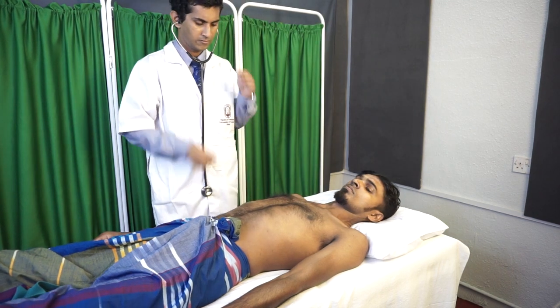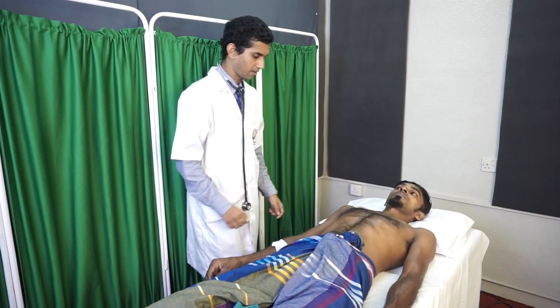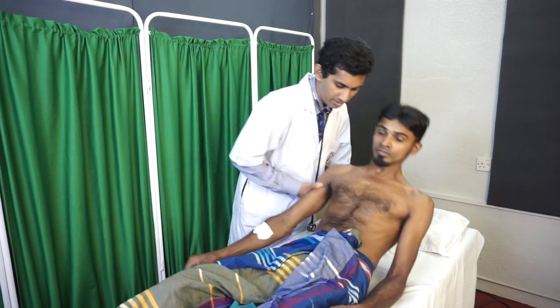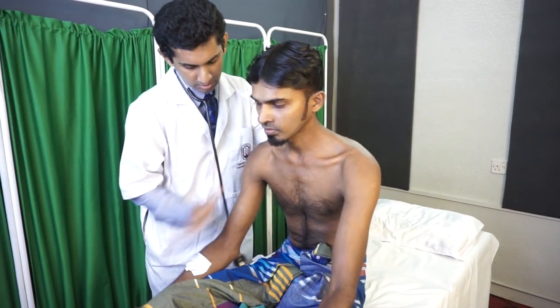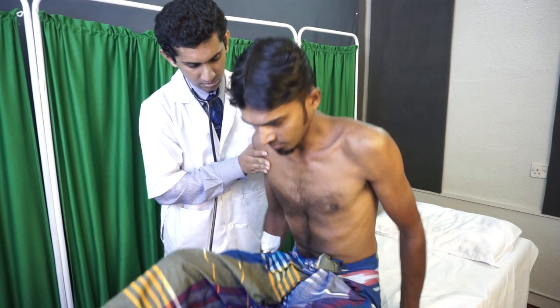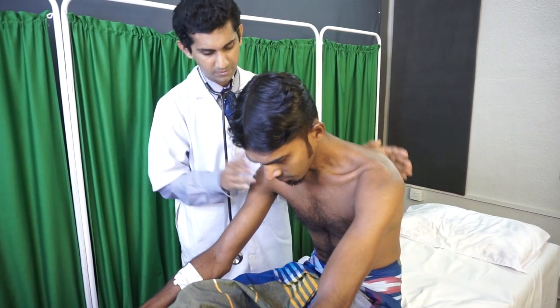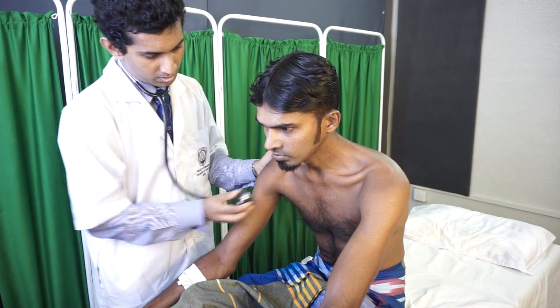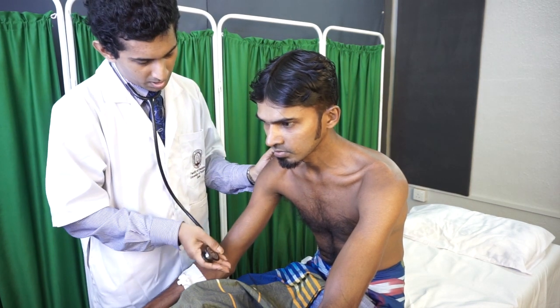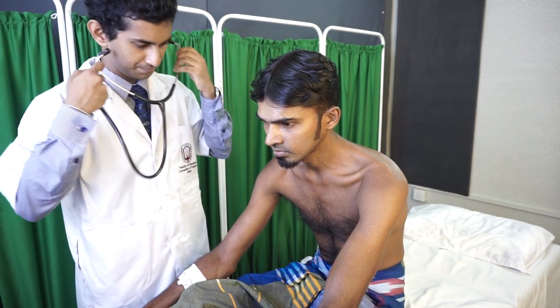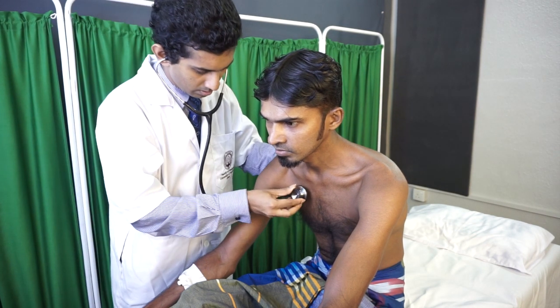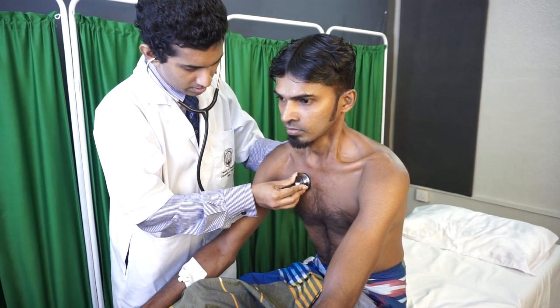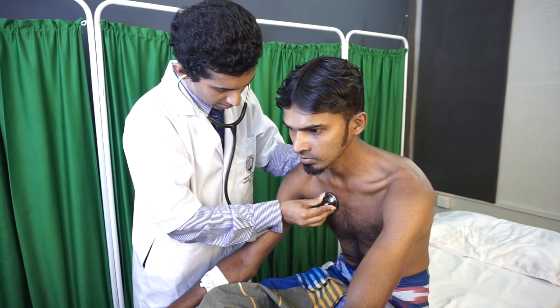In order to elicit aortic regurgitant murmur, it is important to position the patient to a seated position and instruct him to take a deep breath and hold it, and the candidate auscultates for possible early diastolic murmur.